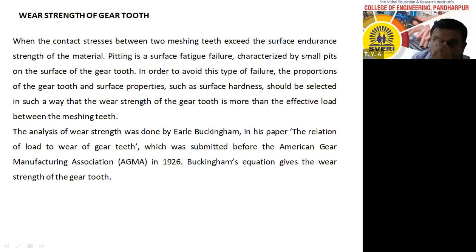Therefore, when contact stresses between two meshing teeth exceed the surface endurance strength of the material, pitting occurs. Pitting is a surface fatigue failure. Pitting म्हणजे काय? Small amount of material removed from the surface. Small amount of material removed from the surface.